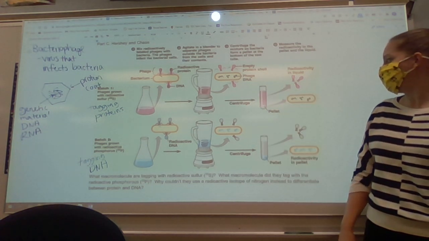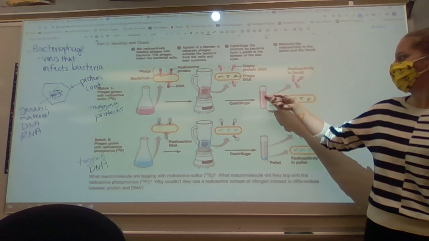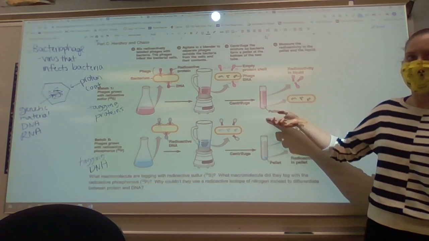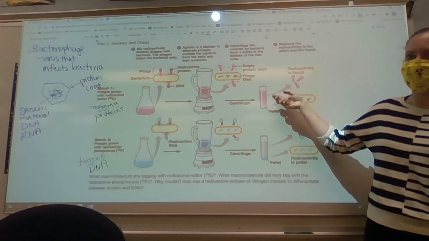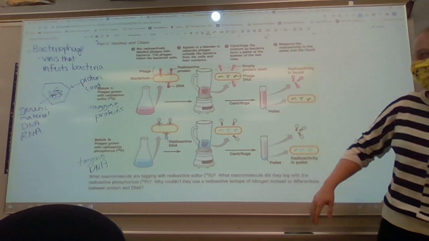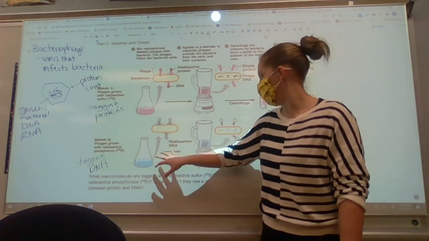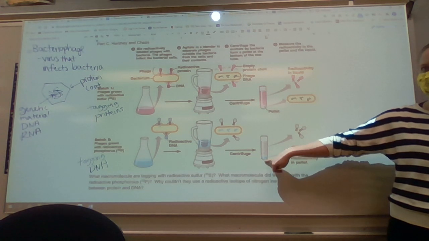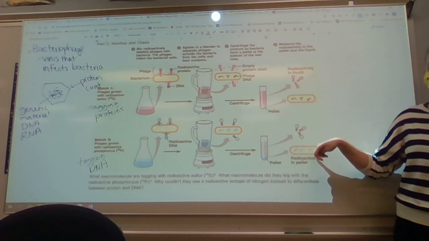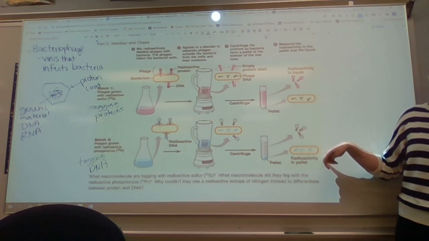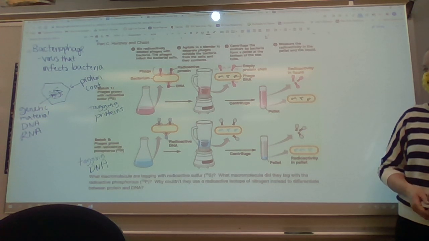Okay. So when we tag the proteins, they stay in the liquid, which means they did not get put into the bacteria. Okay, so the radioactive proteins did not get inserted into the bacteria. When we look at the phosphorus, we do the same thing. We let the viruses infect the bacteria. We blend it up, we centrifuge it, the radioactive phosphorus ends up in the pellet, which means the radioactive phosphorus is what's getting transferred to the bacteria. So what type of molecule are the viruses passing on to the bacteria? The DNA.